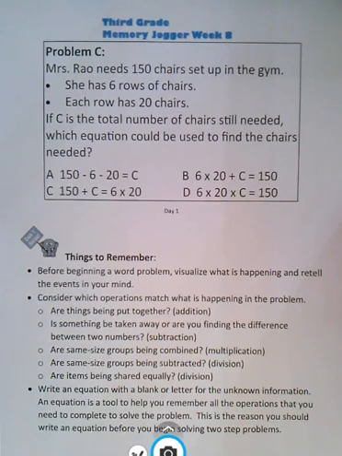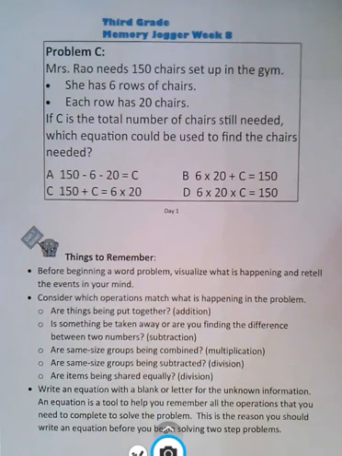We have a few things that we need to remember. Before beginning a word problem, visualize what is happening and retell the events in your mind. Let's think about this problem. Mrs. Rayo needs a total, so all of the chairs in the gym, she needs 150 chairs. So she's trying to get a certain number set up. She's making rows, and every time she makes a row, there's 20 chairs in that row. And so far, it looks like she has 6 rows of chairs.